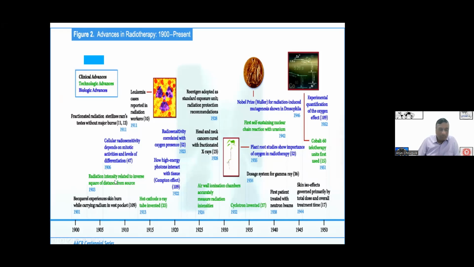If you look at this timeline, in 1906 the Bergonié and Tribondeau study showed reduced sensitivity. Then in the 1920s, reduced sensitivity was correlated with the presence of oxygen, that OER effect. Then how high energy photons interact with tissue, the Compton effect, came. Then we have the importance of oxygen in radiotherapy, the Nobel Prize for radiation-induced mutagenesis in Drosophila, and the exponential quantification of the oxygen effect, all those studies.